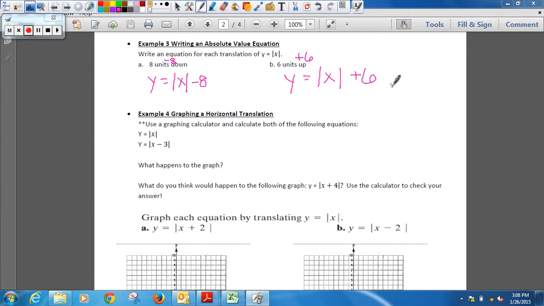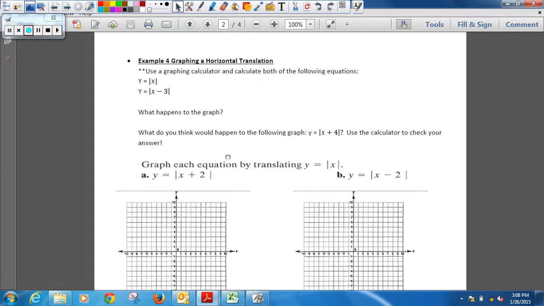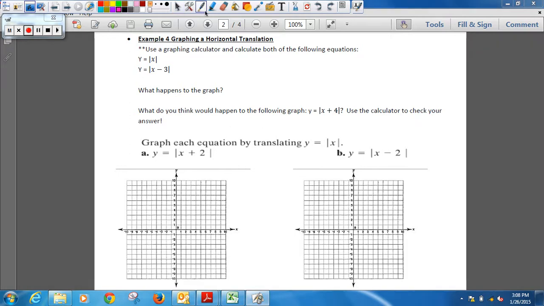So those are my two equations if it's going to be moving the basic one either up or down. So those are vertical translations. The next one we're looking at is the horizontal translation. So use a graphing calculator and graph both of the following equations. Sorry, there's nothing to calculate there, we just want to graph it. So if you do not have one, you'll need to try this when you get to class. When I graph it, it asks what happens to the graph. Well, simply, if I look at it, same shape and same size, but it moves 3 to the right.